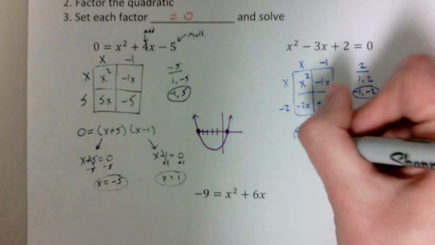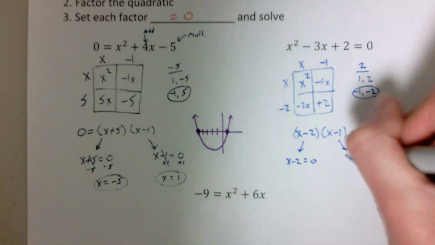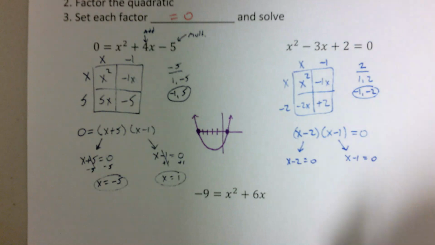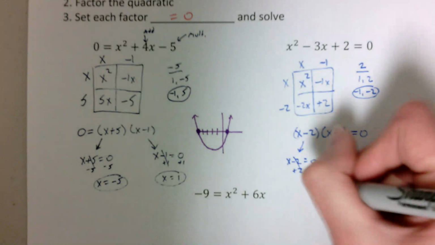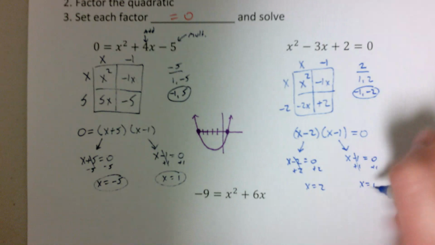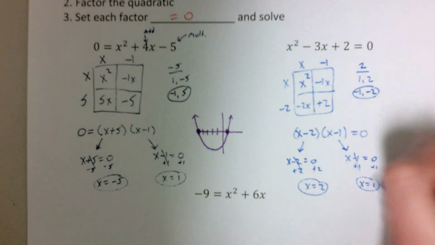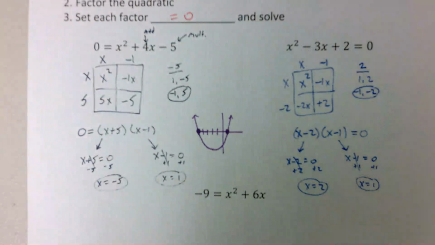So now our zero product property says that either the first thing has to equal 0 or the second thing has to equal 0. And I'm going to solve these two baby equations. x equals +2, x equals 1. And those are my two answers for this quadratic.